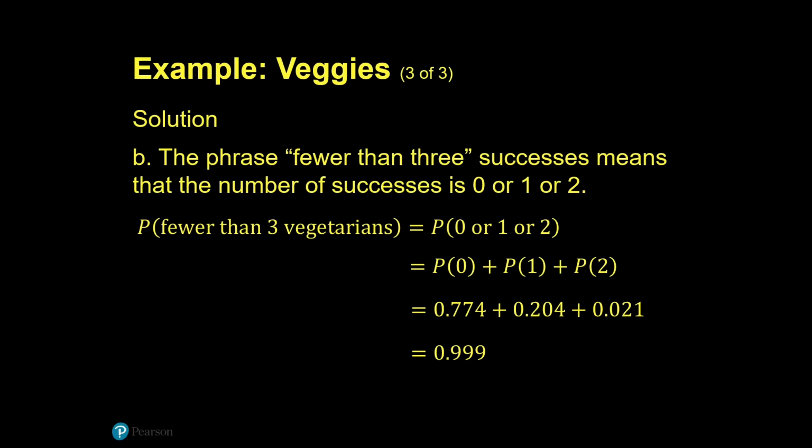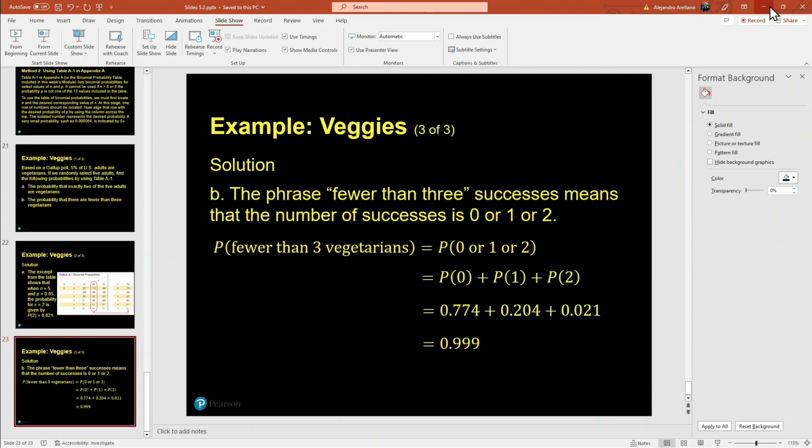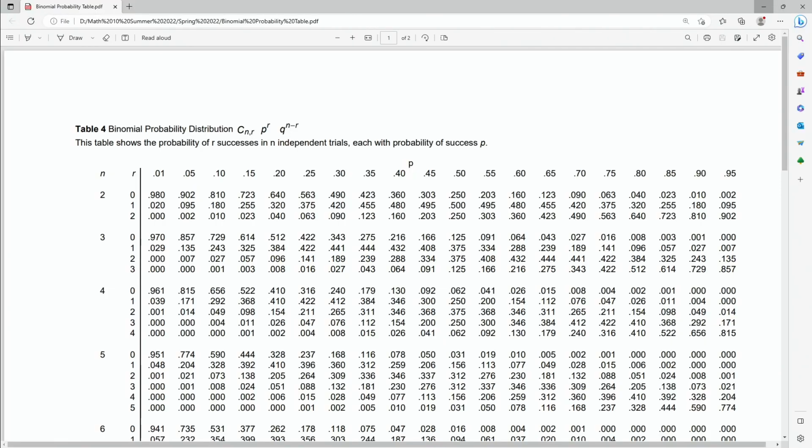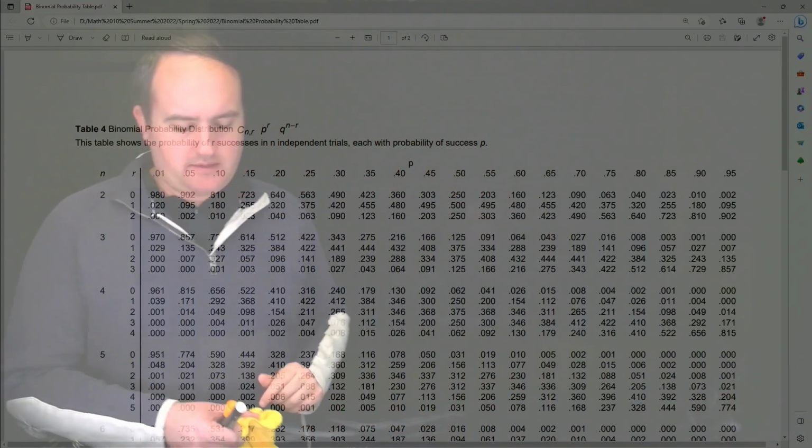So you can look up each of those, P of 0, P of 1, and P of 2 in the table. They don't have it, unfortunately, on the slides. I forgot that they didn't have it there. So let's just go ahead and look these up. So P of 0, P of 1, or P of 2. So if we're using table A1, that would mean X is 0, X is 1, or X is 2. But if you're using the table that we're looking at right now, that would mean R is 0, R is 1, or R is 2.